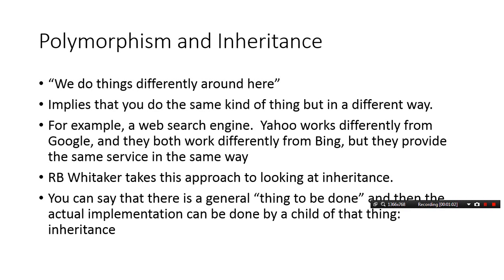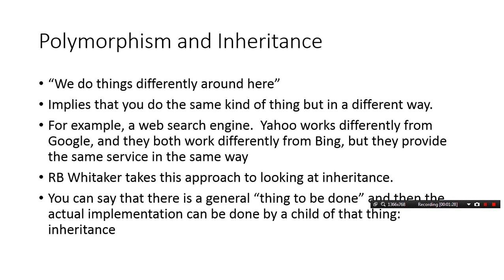This is kind of what polymorphism is all about. It's implying that your methods that you're creating are doing the same kind of thing, but in a different way. So, for example, you'll be able to define classes that have similar functionality, but each actual implementation can differ depending on which exact version of the class that you're creating.